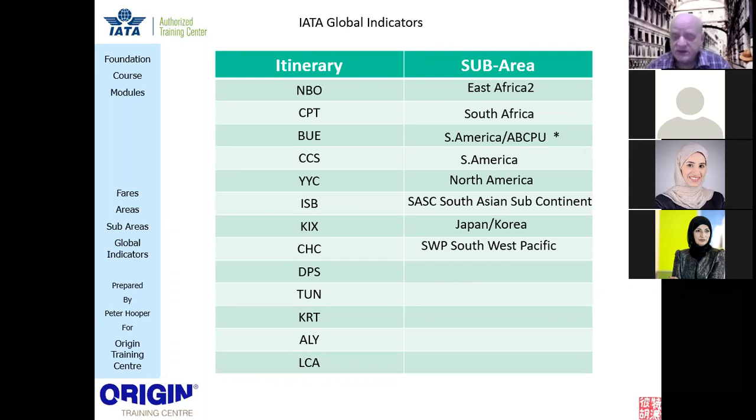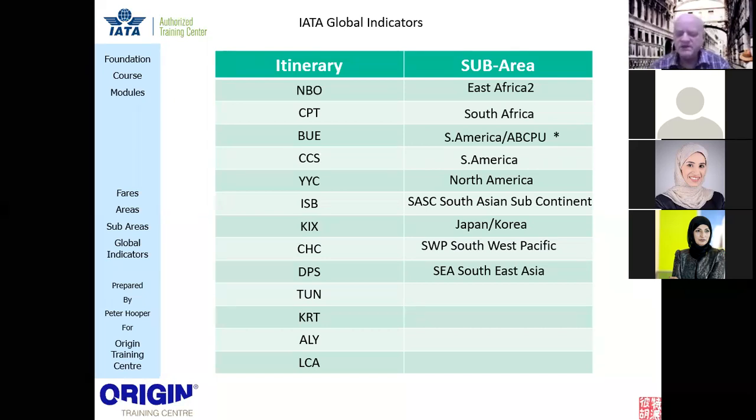Denpasar in Indonesia comes under the main group for Asia, which is Southeast Asia. China is Southeast Asia. Everything is Southeast Asia except SASC, SWP, and Japan and Korea. So any other country is going to be SEA. Again, please don't think you're going to memorize all this today. It's not going to happen.